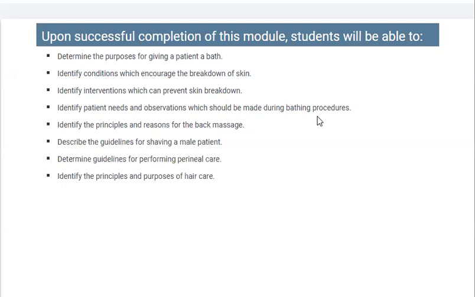identify conditions which encourage the breakdown of skin, identify interventions which can prevent skin breakdown, identify patient needs and observations which should be made during bathing procedures, identify the principles and reasons for the back massage, describe the guidelines for shaving a male patient, determine guidelines for performing perineal care, identify the principles and purposes of hair care, the purposes of giving the patient a bath.